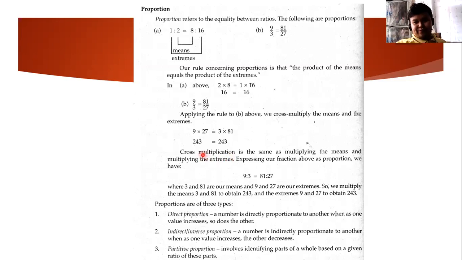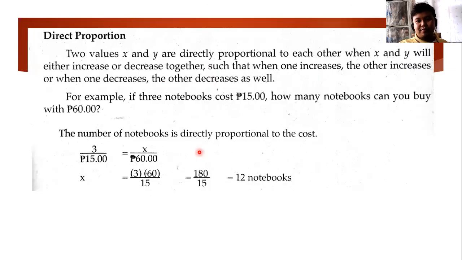So there are the proportions. In direct proportion, there are two values, x and y. What is the difference between the two proportions? In direct proportion, for example, if notebooks cost 15 pesos each, how many notebooks can you buy within 60 pesos? So for example, when a notebook costs 15 pesos, within 60 pesos, how many notebooks can you buy?